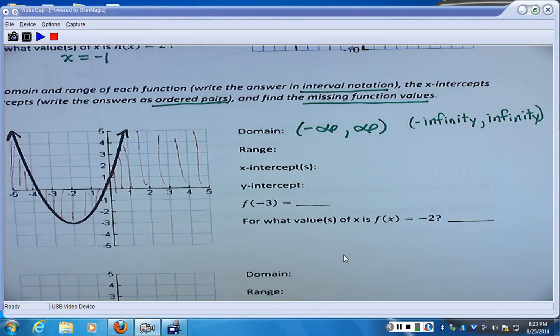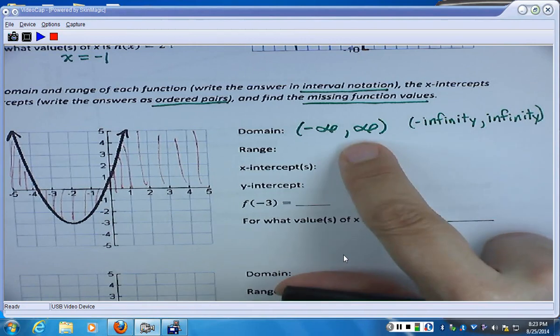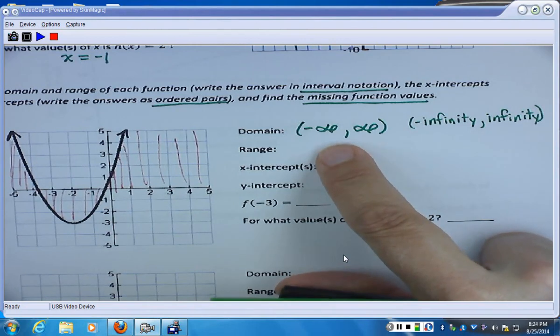I was thinking interval notation was like negative infinity is less than x is less than infinity, and set notation is that. Or am I wrong? Now, this is interval notation.